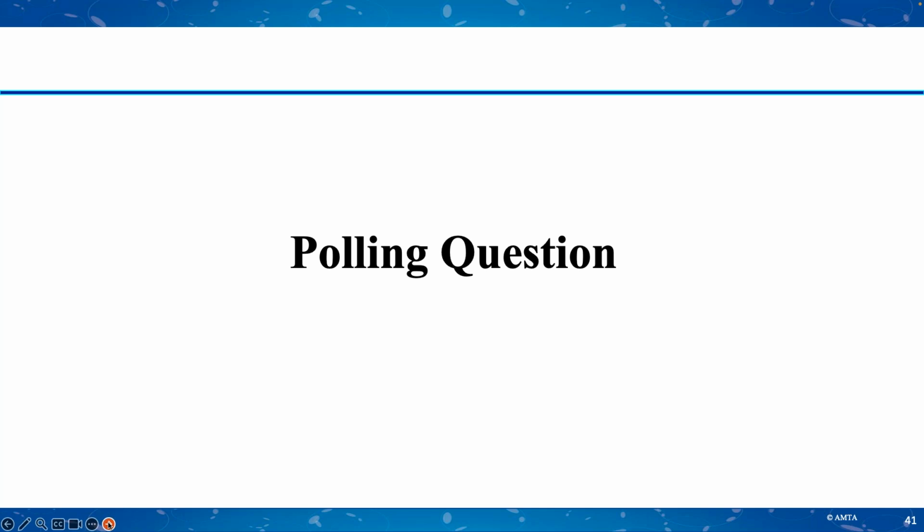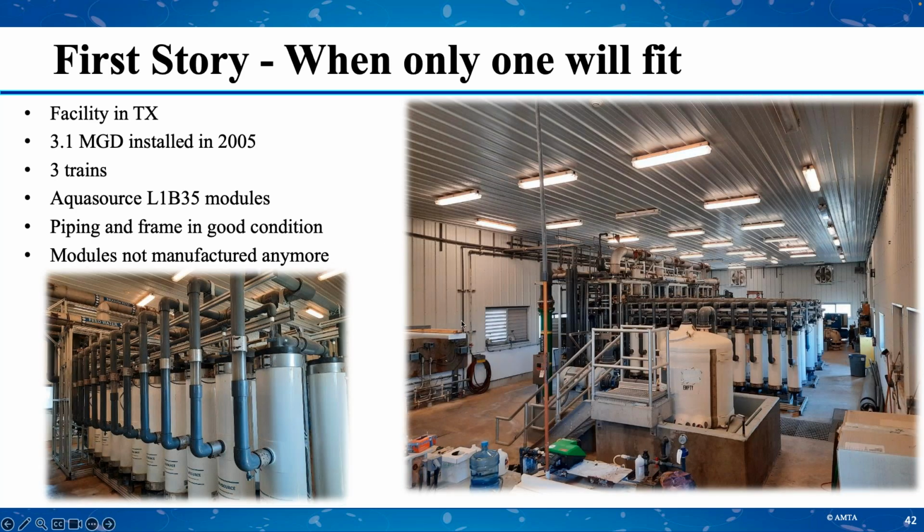Next one. I said at the beginning of the presentation I was going to share two stories. This is the first story, the one where you don't have an open platform concept and you suffer the consequences of that. This is a facility in Texas. This was a 3 MGD facility installed back in 2005, 3 train plants, everything running decently. That plant was built with the Aquasource membranes back in the day. As you can see here, the frames are in aluminum. The piping is in good condition. There's no rust. It's aluminum, so nothing is falling apart.